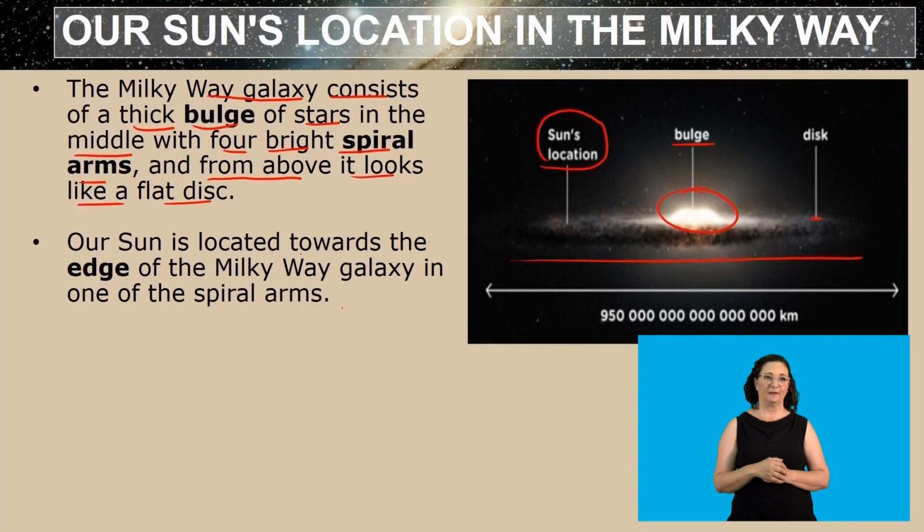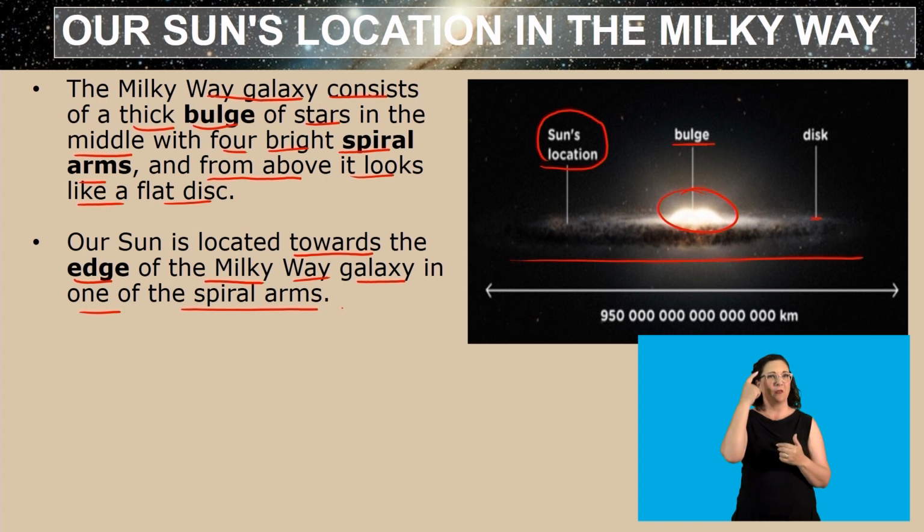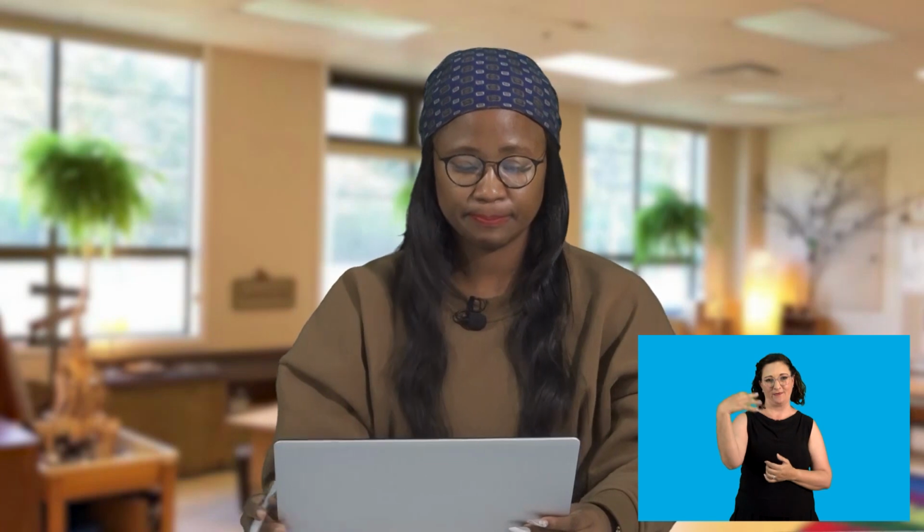Our sun is located towards the edge of the Milky Way galaxy in one of the spiral arms. I know most of you would think that the sun must be located at the center of our Milky Way galaxy, but it is actually located at the edge. If you look at the picture here, you can see that that is our sun, right at the edge of the Milky Way galaxy, in one spiral arm.